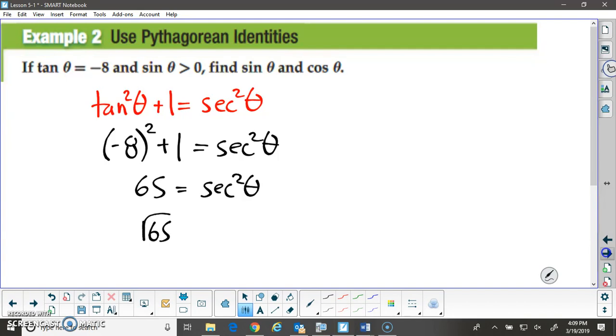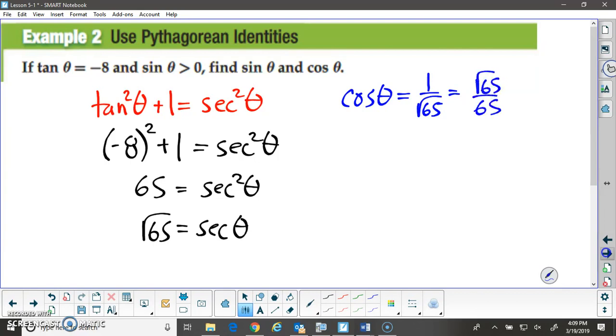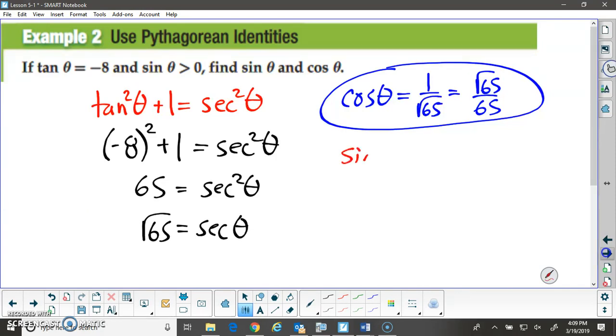So the square root of 65 is equal to the secant of theta, which then means that the cosine is the reciprocal, 1 over the square root of 65. Well, we should rationalize that into the square root of 65 over 65. So there's one of our answers. And then to find the sine value, there's a number of different ways we could do that. Since we know that the cosine value is 1 over the square root of 65, I can use this Pythagorean identity, sine squared plus cosine squared equals 1, and I can put that cosine value in.